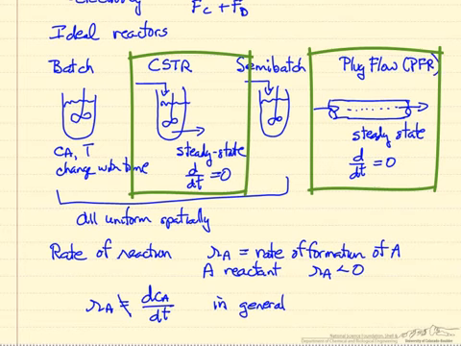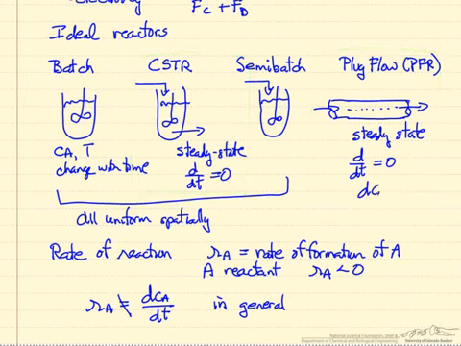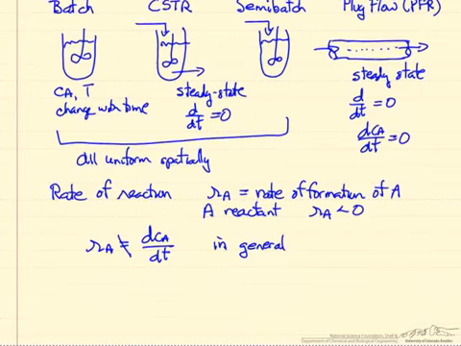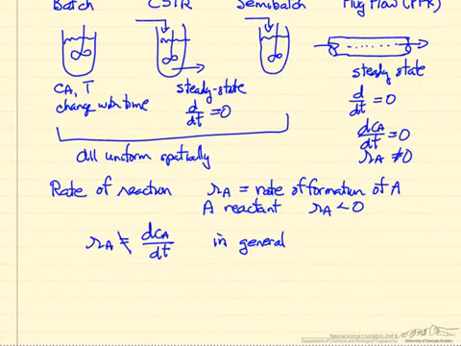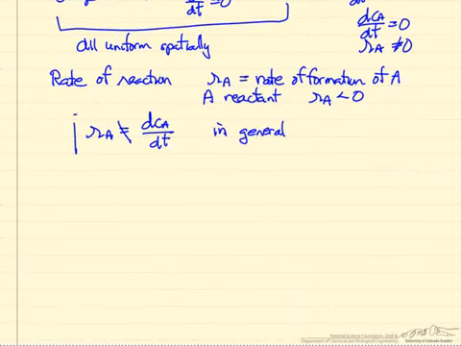If we look at these two reactors, the derivatives with respect to time are zero. So this means the derivative of concentration with respect to time at a given location is zero. But the rate of reaction is certainly not zero if we've designed the reactor correctly. And so this is an important thing to keep in mind.